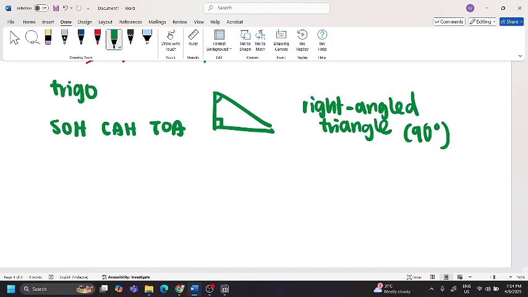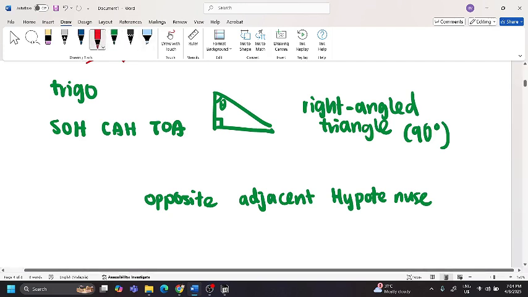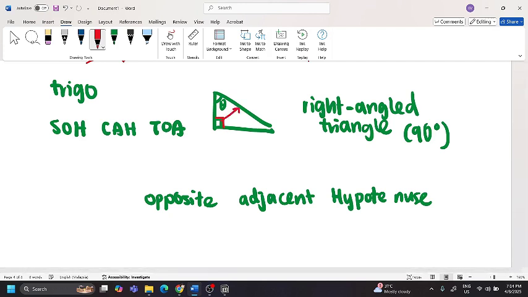So if now this is the angle, you need to know three things: opposite, adjacent, and your hypotenuse. Hypotenuse means the longest line here. If you don't know which one is the longest line, you should look at the 90 degree. The line opposite of this 90 degree will be your hypotenuse, your H.